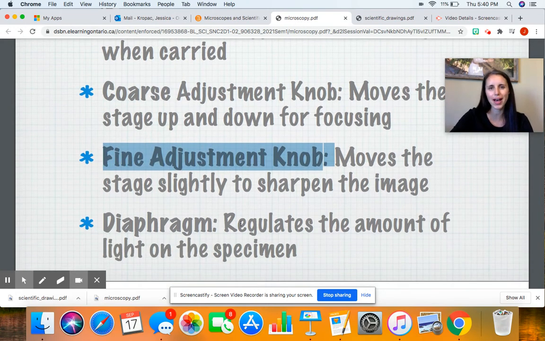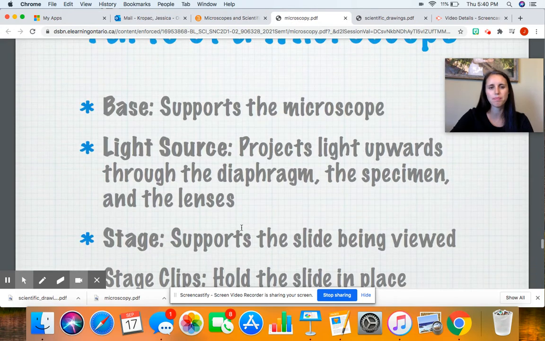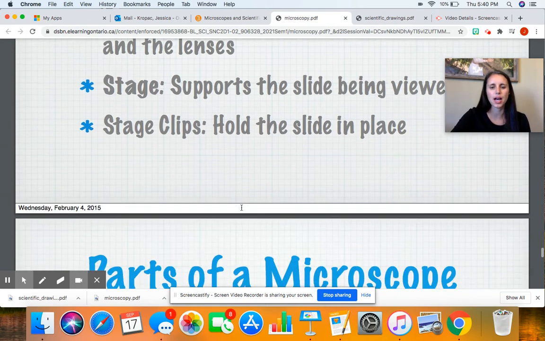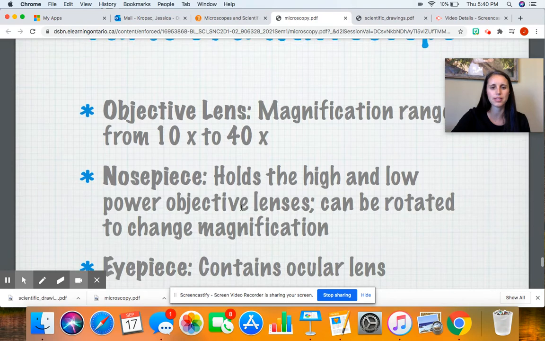The diaphragm actually allows light in, so it regulates the amount of light into a specimen. The base helps to support the microscope. The light source is where the light actually comes from. The image itself that we create in class is coming from light passing through lenses. Therefore, if you don't have any light, you don't have an image. The stage helps to support the slide, and the stage clips help to hold the slide in place.